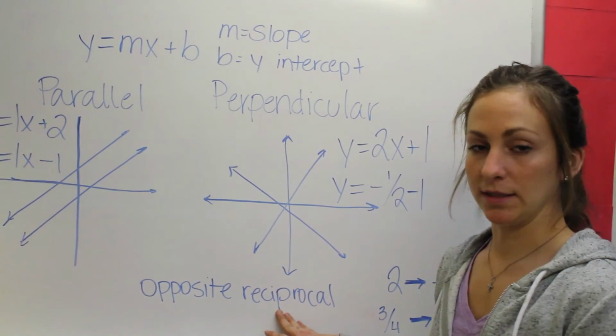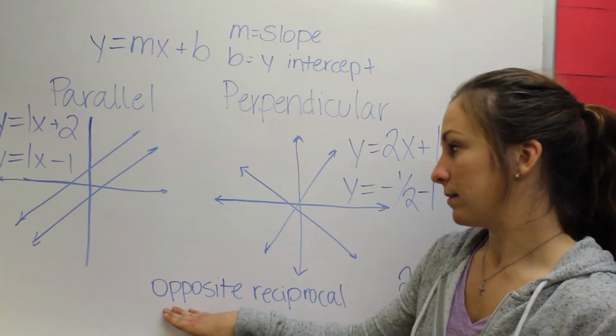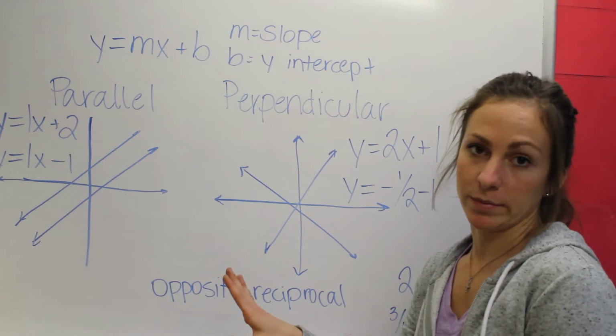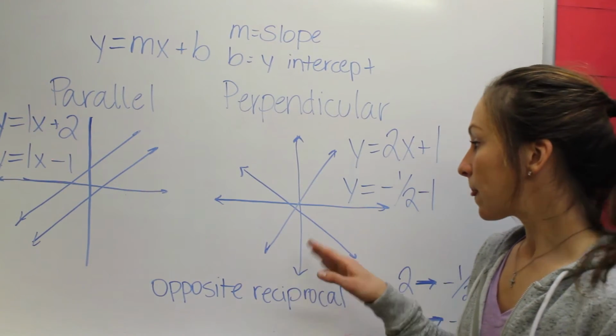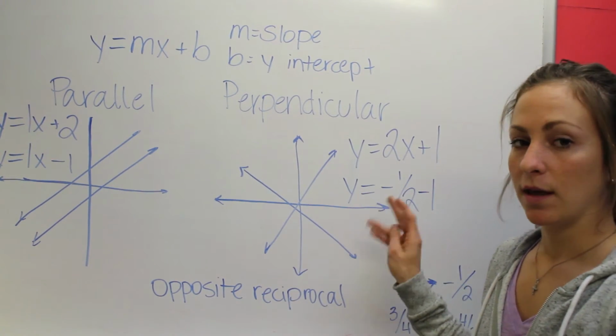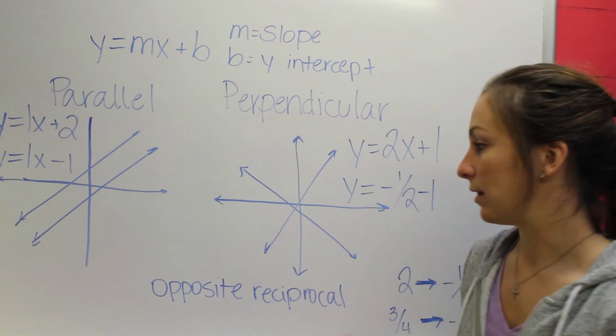Opposite reciprocal in itself kind of gives you instructions on what it's asking you to do. It's asking you to take the opposite, make it either positive or negative, whatever the opposite would be, and take the reciprocal, which basically just means flipping it over. We can then use that slope and the point we're given, or the y-intercept, to calculate the new line that we are trying to find.